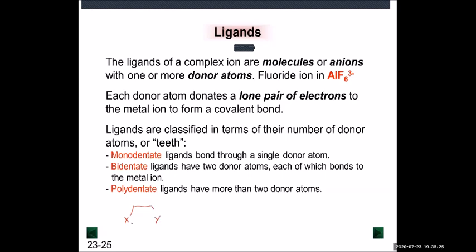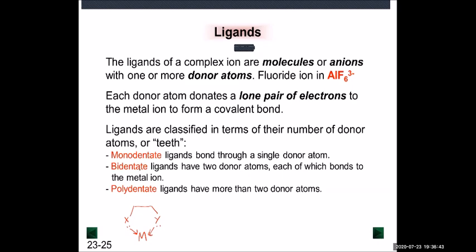Okay, let's say this is a molecule that has two locations. Each one has a lone pair. Then they can form bonds with a metal at two locations, like teeth holding on to it. So, bidentate.